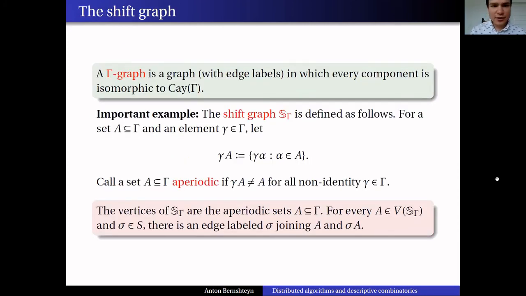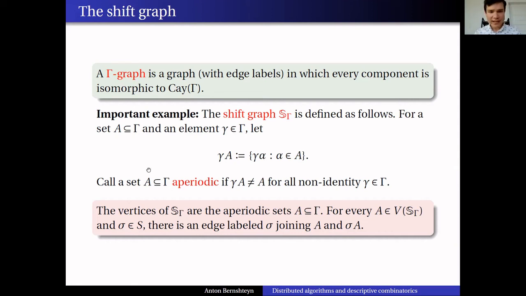Okay, so this is just the definition of the gamma graph again, and here's one very important example. Given an arbitrary group gamma, we can construct a canonical instance of this, a Borel gamma graph, which is called the shift graph of gamma, which I'm going to denote S sub gamma. Here's how it's defined. First, I'm going to look at subsets of the group, and you can think of them alternatively as their characteristic functions, so assignments of zeros and ones to the elements of the group. Given such a subset A and an element gamma, I let gamma times A be the shift of A by gamma. So I look at all the elements alpha in A and I multiply them by gamma. In other words, I shift this subset of the group by this group element.